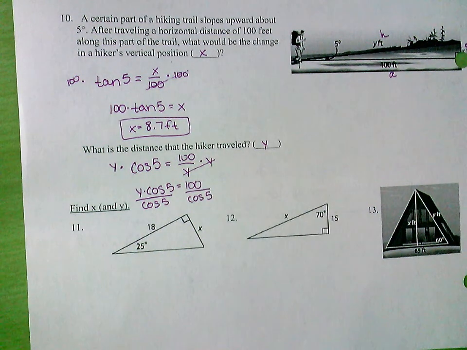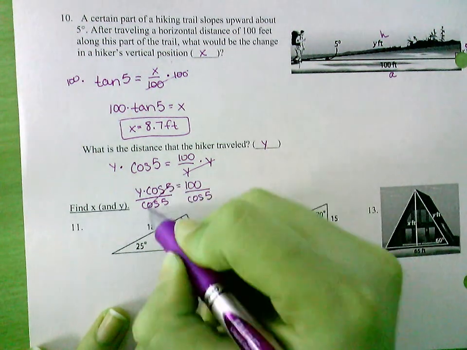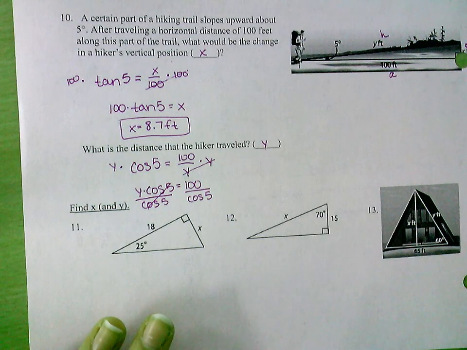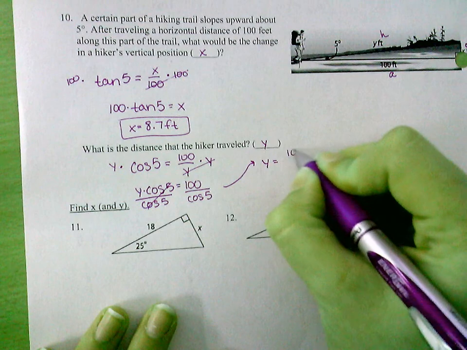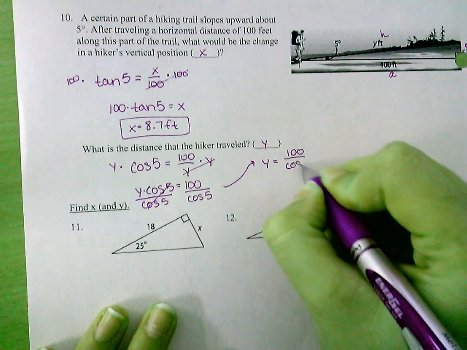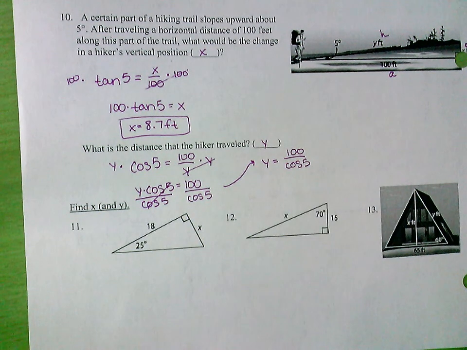Now you cannot just divide by cosine. It is nothing without that angle measure. That angle measure still needs to be attached to it. So on the left-hand side, those cancel. So you have y is equal to 100 over the cosine of 5.